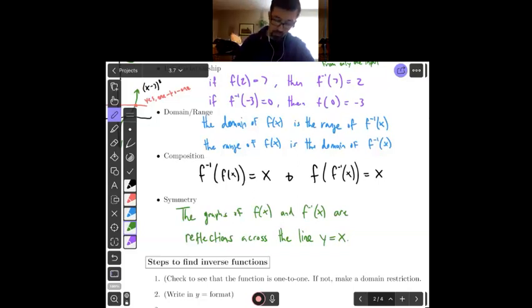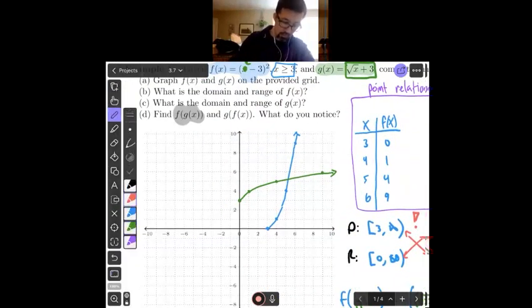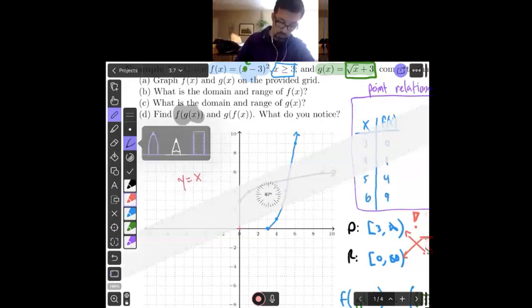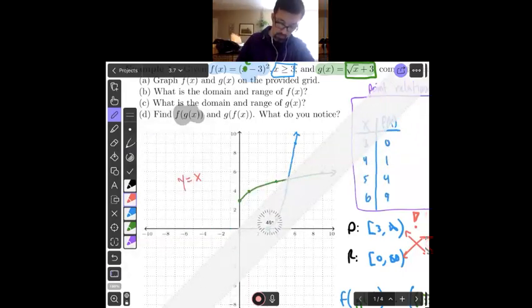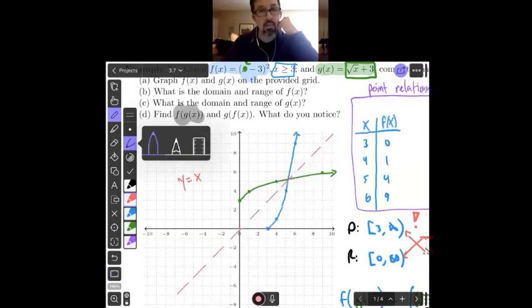So let's see how that applies to the graph that we already did. So the line y equals x, right, it's a line, right? Its slope is 1, its y-intercept is 0. So it would go from corner to corner. Okay, so there's the line y equals x.